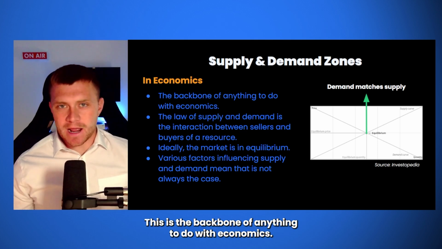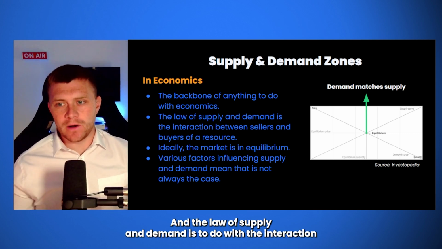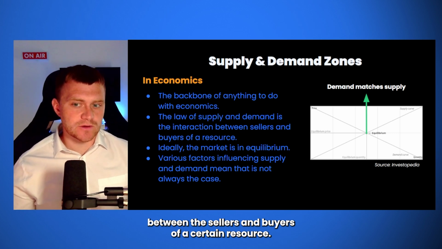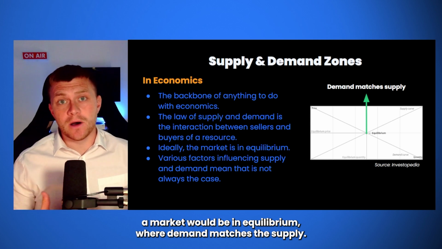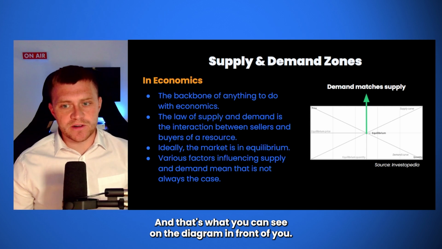Okay, so let's first of all talk about supply and demand. Now, this is the backbone of anything to do with economics. It's all to do with supply and demand. Now, the law of supply and demand is to do with the interaction between the sellers and the buyers of a certain resource. In an ideal world, a market would be in equilibrium, where the demand matches the supply, and that's what you can see on the diagram in front of you.